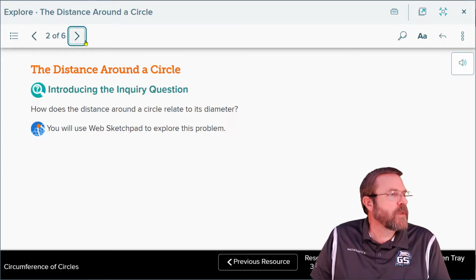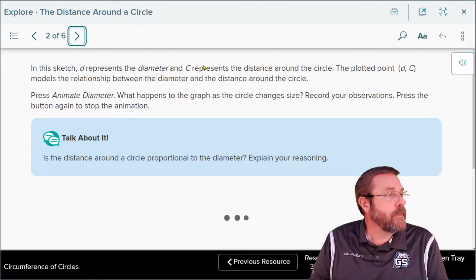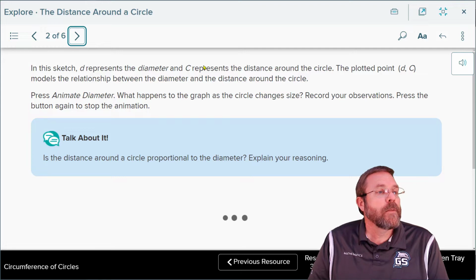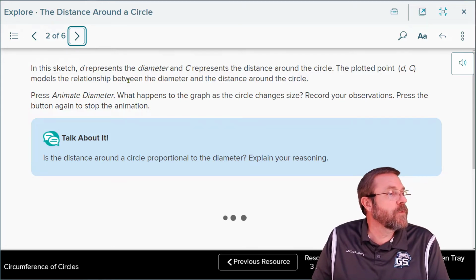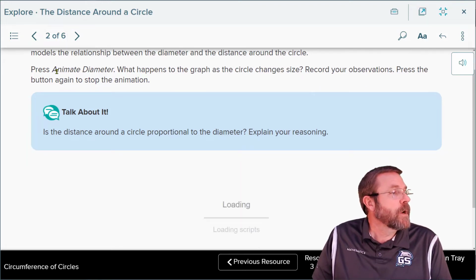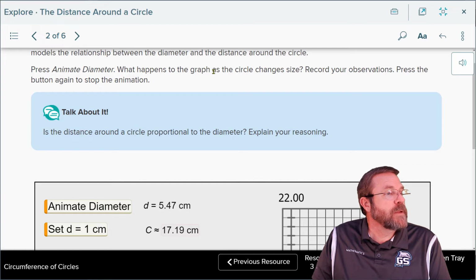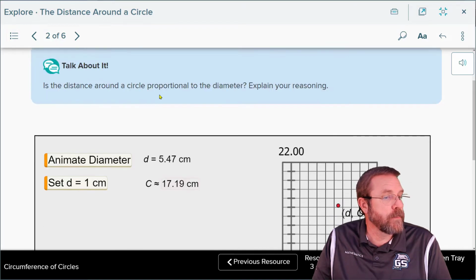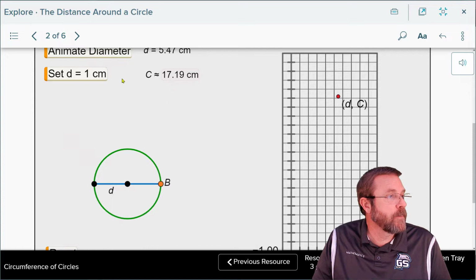Let's use a web sketch pad to find out. In this sketch, D represents the diameter, while C represents the circumference of the circle. The plotted point D, C in the model shows the relationship between the diameter and the distance around the circle. We're going to press animate diameter and see what happens to the graph as the circle changes. Record your observations and press the button again to stop the animation. Alright, so we're going to animate our image here.